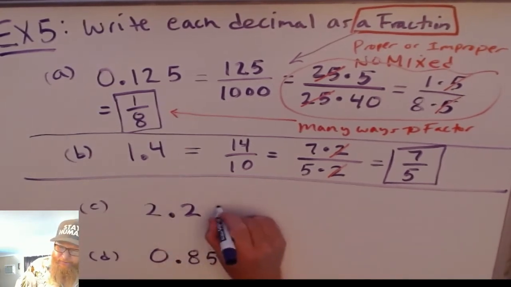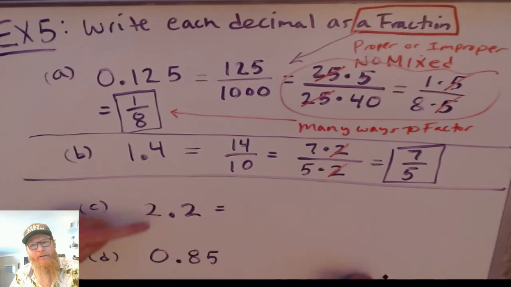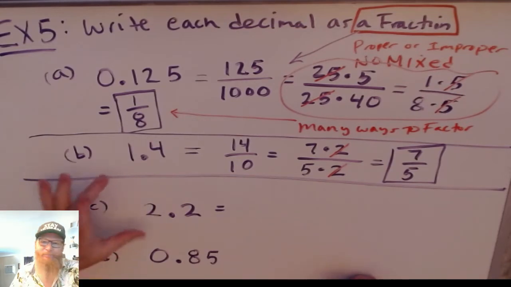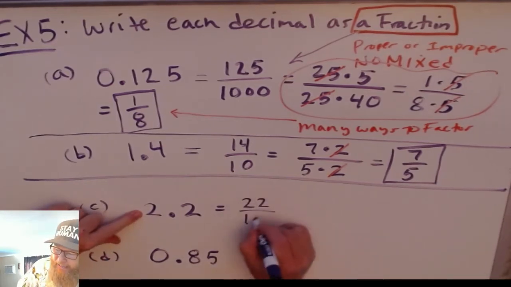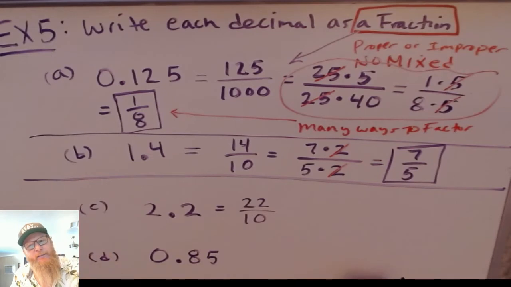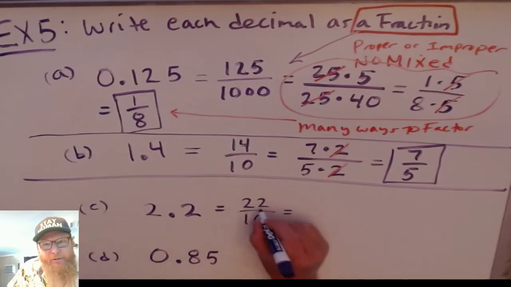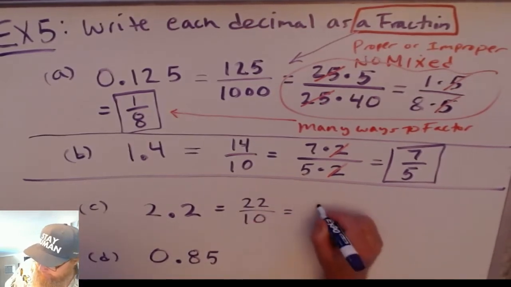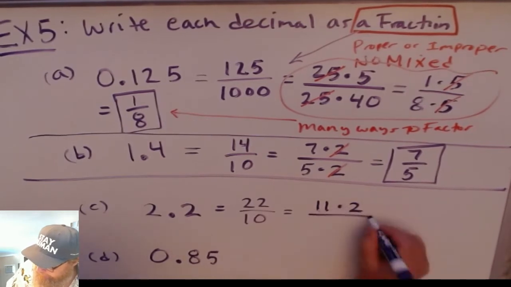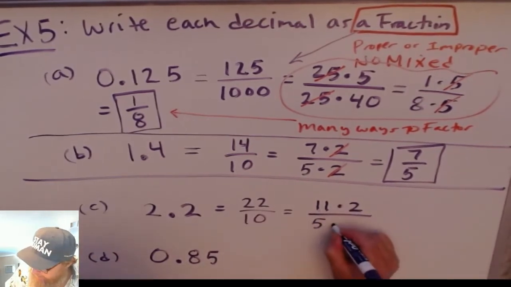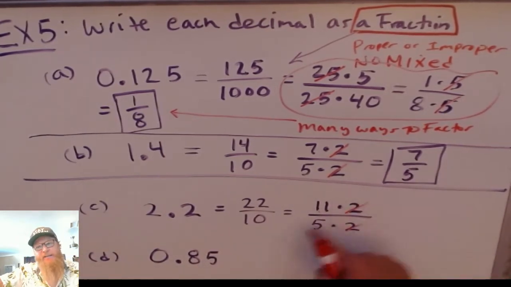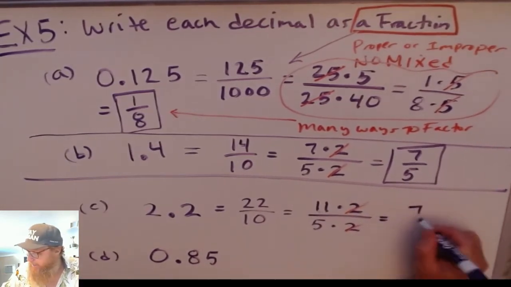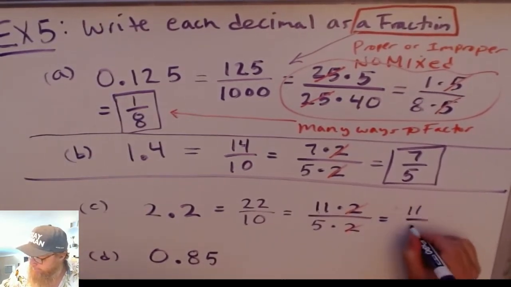All right. These problems are very similar. In fact, I probably didn't need to do both of these. They're almost the same problem. So 2.2, that's 22/10. 22 is 11 times 2. 10 is 5 times 2. And this is what I meant when I said these two problems are almost the same problem, just with slightly different numbers. This one becomes 11/5.